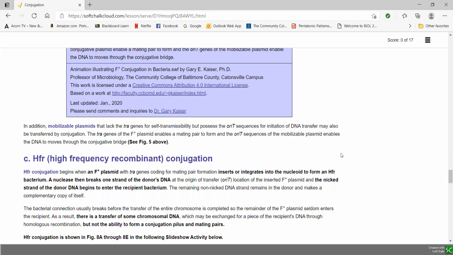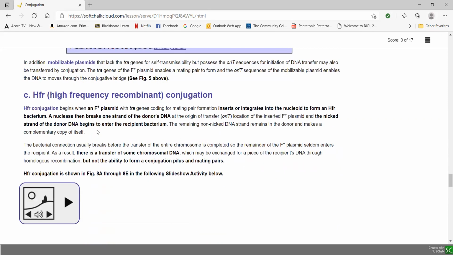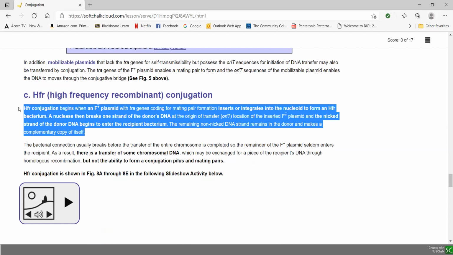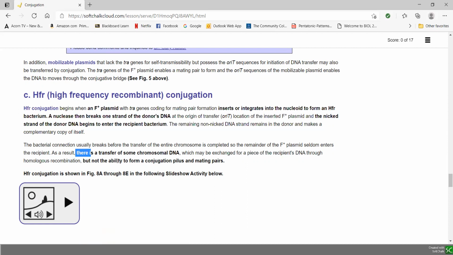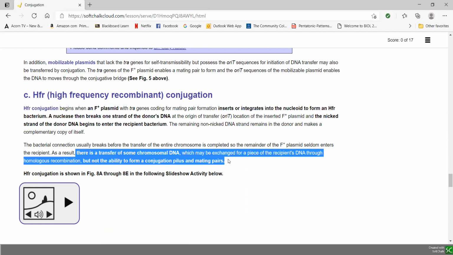And then we have our description of HFR conjugation. And this is the only case where there's a transfer of chromosomal DNA, but usually not the ability to form a sex pilus. And so what happens here is the F plus plasmid inserts into the chromosome. And then when the nuclease breaks the chromosome, one strand of the chromosome begins to enter the recipient, but usually only a bit of that gets through before the bacteria break apart. So they usually don't transfer the ability to make a mating pair, but they are transferring some chromosomal DNA.